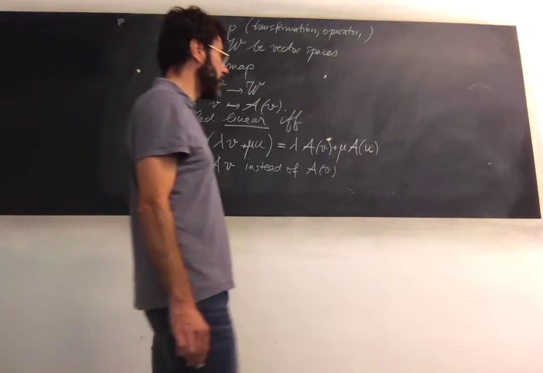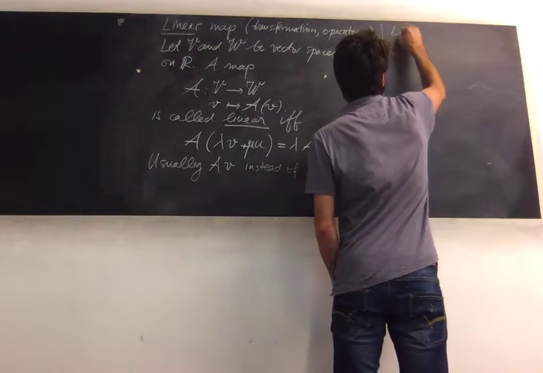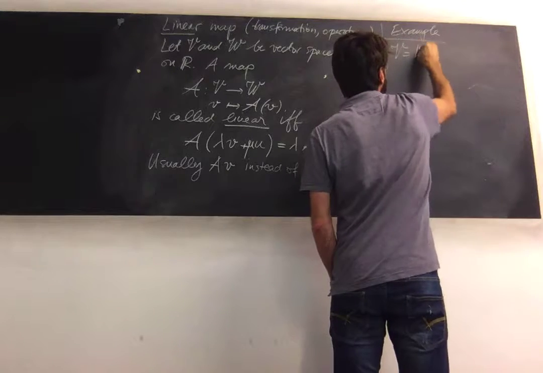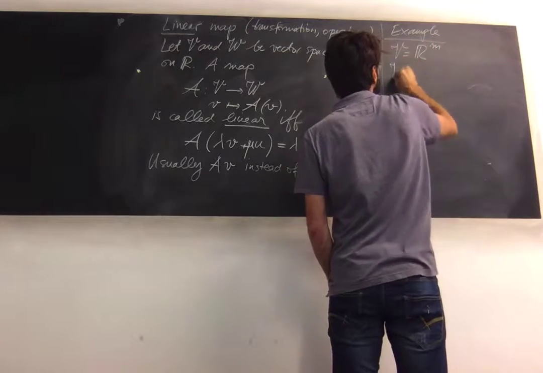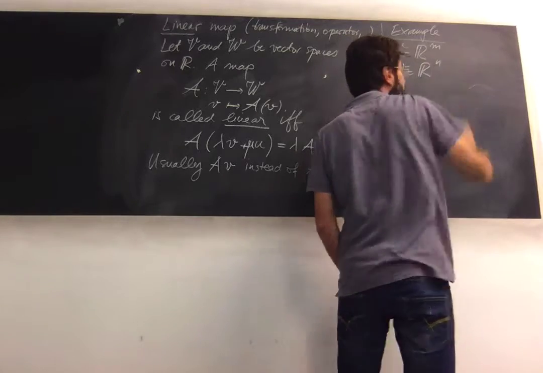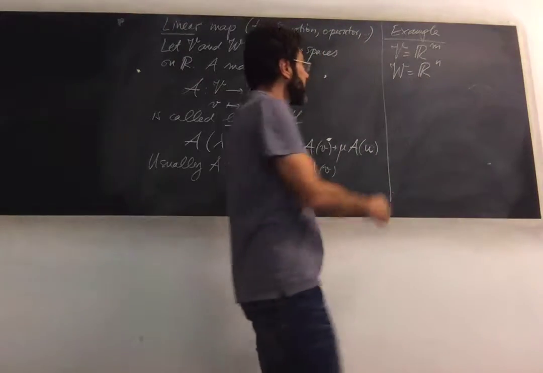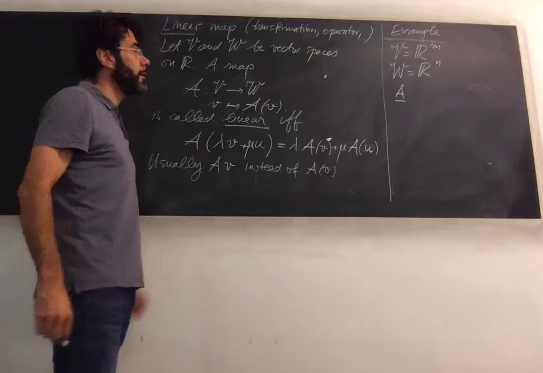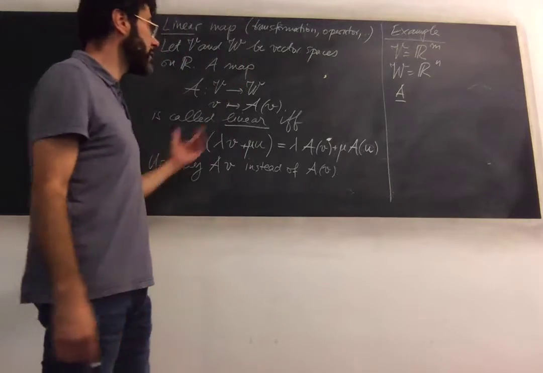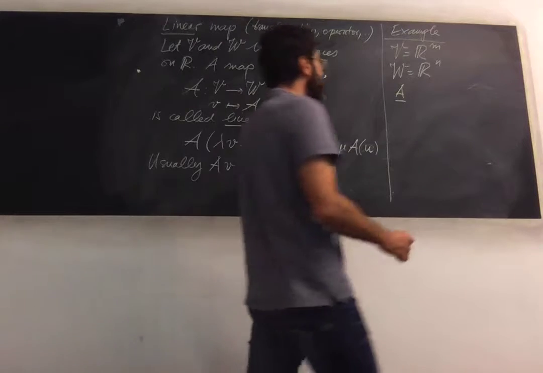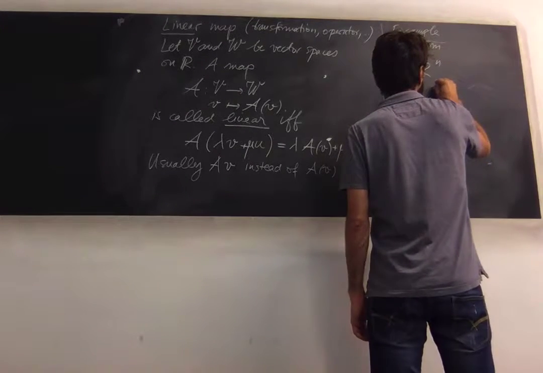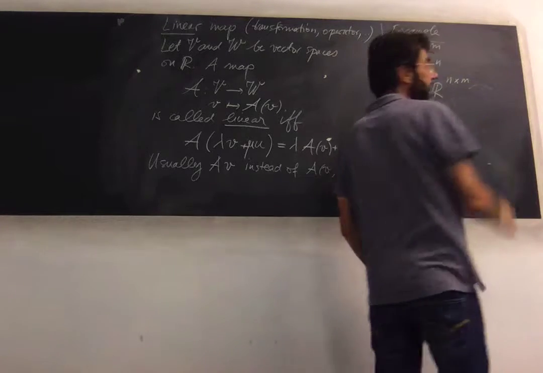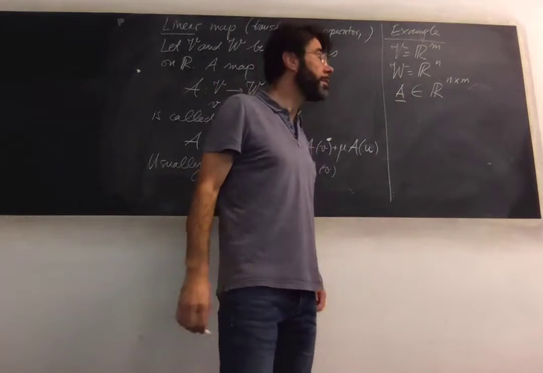Okay, so let's make a very quick example. Let's take V to be R^m. Let's take W to be R^n. And let's consider A underline. So A underline is slightly different than A, but in fact we'll see here that there's a connection between the two concepts. Let's take A underline to be a matrix which has n rows and m columns. This is how we write them usually.